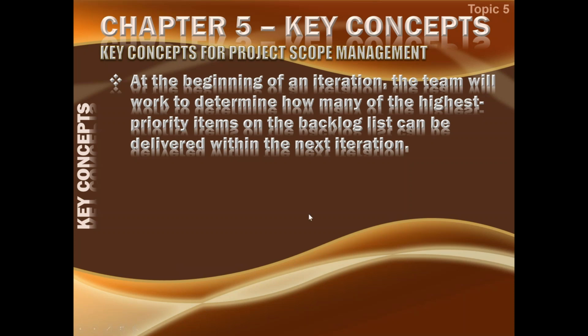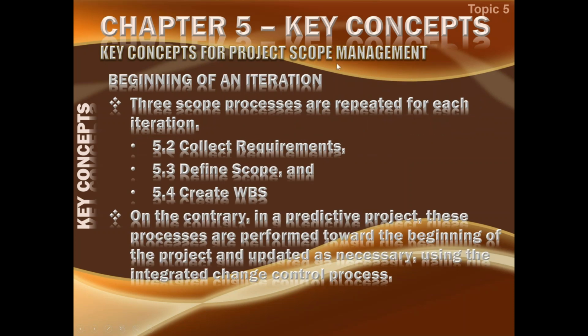So moving ahead, key concepts for project scope management: beginning of an iteration. Three scope processes are repeated for each iteration. I'm talking about Agile. In Agile, for every iteration, you will have to collect requirements. You see, collect requirements is not done in the beginning of the project only. Here we are collecting the requirements for every iteration. Then we are defining scope for every iteration, and we are creating a work breakdown structure for every iteration, right? So this is to be done for every iteration.